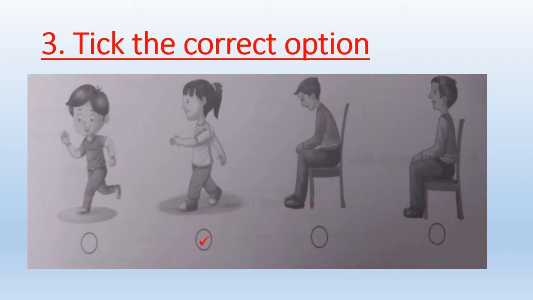Picture number 3, students, we can see the man is not sitting with the correct posture. His shoulders are leaning downwards. So this is not the correct posture. While we can see picture number 4. The man who is sitting on the chair has maintained a correct posture.